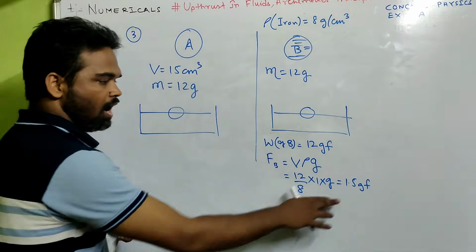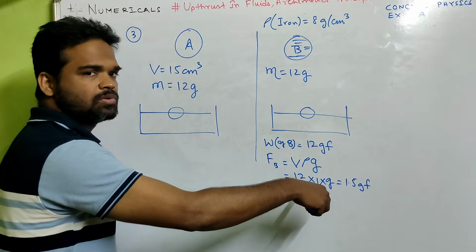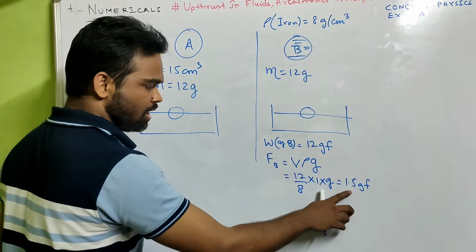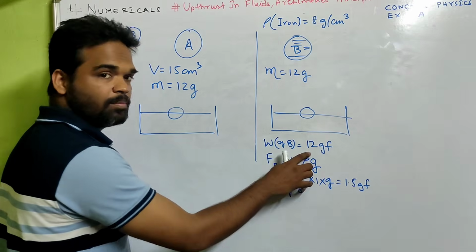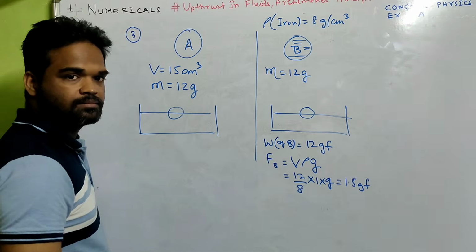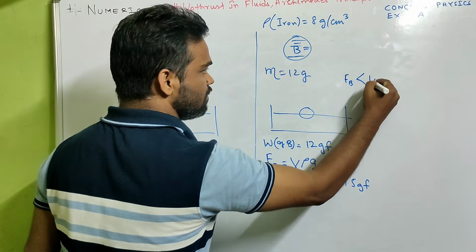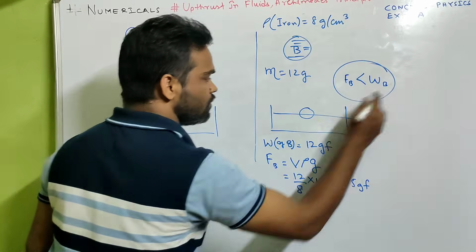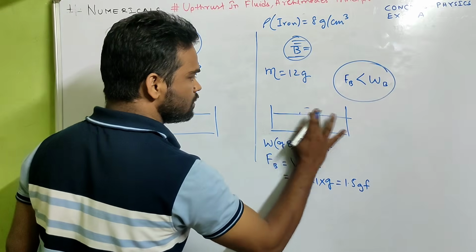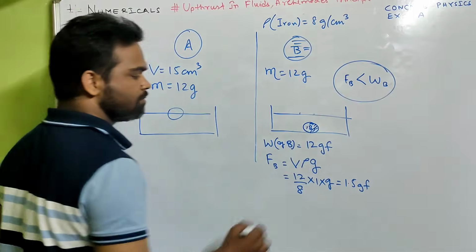Now, see, when the body is completely immersed in water, the upthrust is less than the weight of the body, which means the body will sink. The upthrust over here clearly is less than the weight of B, which means the body will sink. So this body will sink, no doubting that.